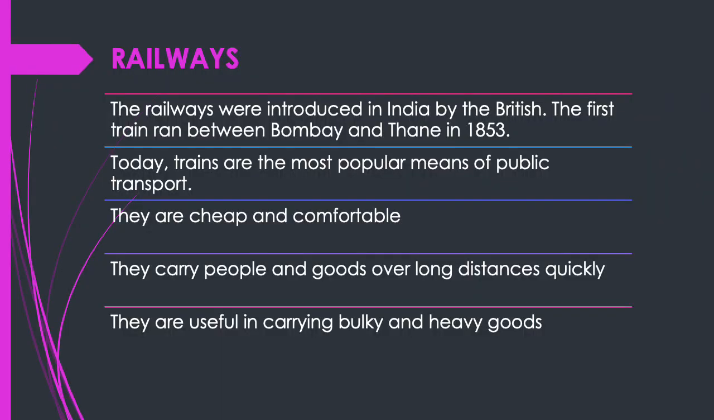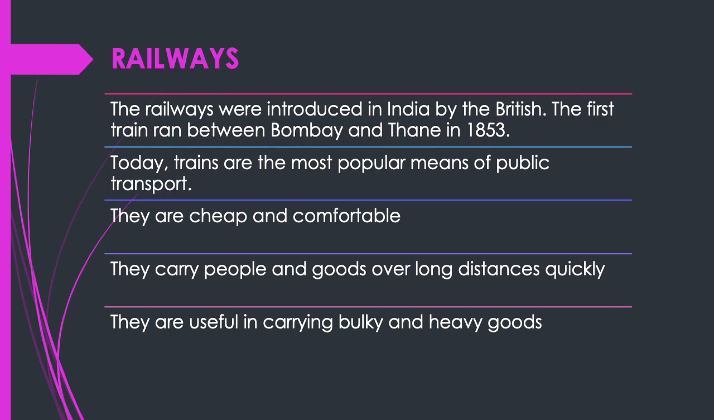Railways also form a part of land transport. The railways were introduced in India by the British, and the first train ran between Mumbai and Thane in 1853. Trains are the most popular means of public transport in India. They are also useful in carrying bulky goods over long distances. Trains carry people and goods. They are very cheap and comfortable.